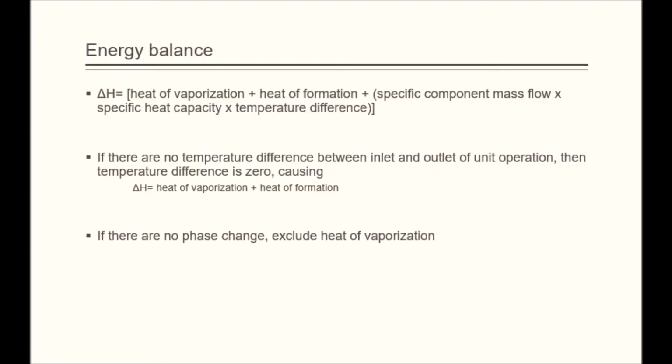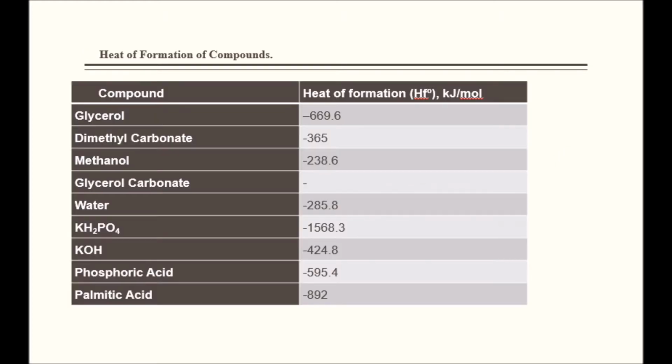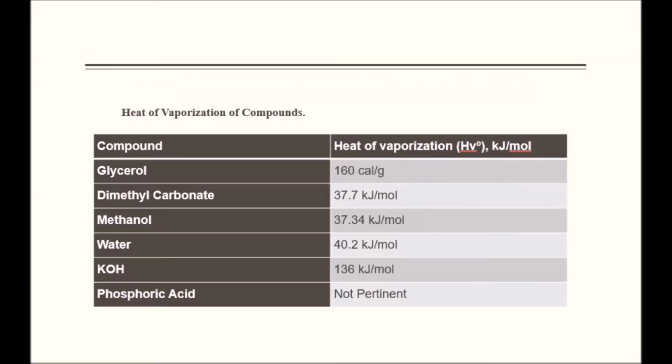As I mentioned, energy balance is also an important part when designing a process. Energy balance is calculated manually by using the equation: enthalpy equals heat of vaporization plus heat of formation plus specific component mass flow times specific heat capacity times temperature difference. If there is no temperature difference between inlet and outlet of the unit operation, then the temperature difference is zero, causing enthalpy to equal heat of vaporization plus heat of formation only. If there is no phase change, exclude heat of vaporization. The table shown below is the heat of formation and heat of vaporization of components found from the internet.